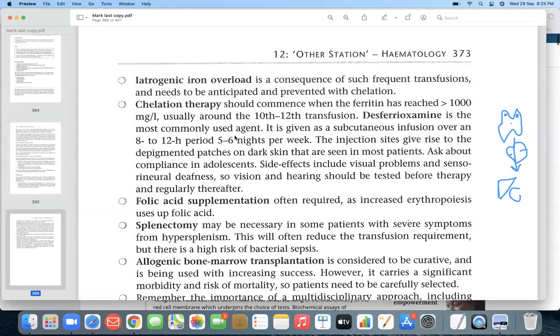Desferoxamine is the most commonly used agent and it is given by subcutaneous infusion. So how do you give desferoxamine? Subcutaneous infusion over 8 to 12 hours, 5 to 6 nights per week. The injection sites give rise to depigmented patches on dark skin, seen in most patients. Ask about compliance in adolescents. Side effects include visual problems and sensory neural deafness. So vision and hearing should be tested before therapy and regularly thereafter.